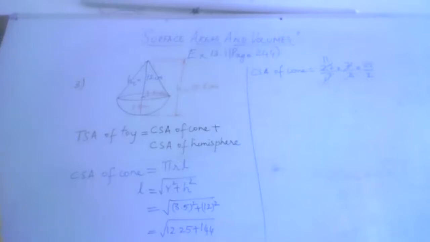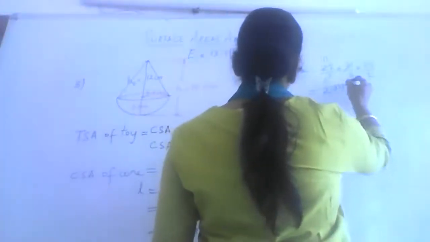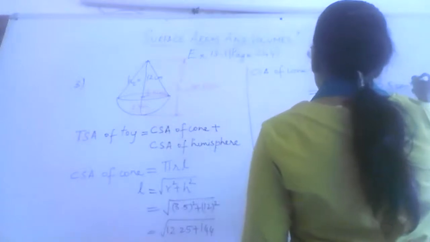Yes, please complete it. 137.5, or 275 by 2. If you want to leave it as 275 by 2, you leave it. Otherwise, write it as 137.5 centimeters square.